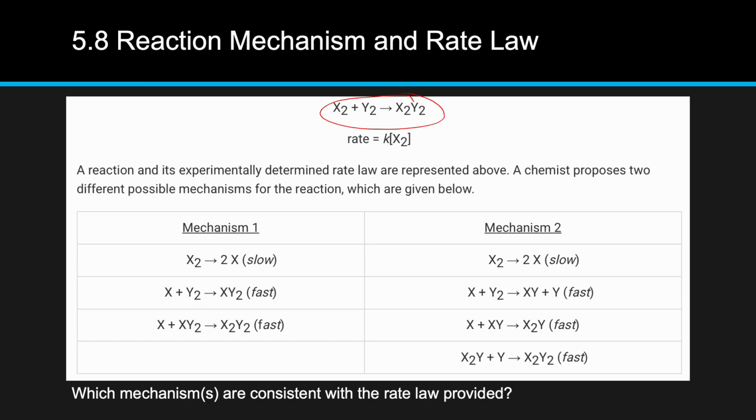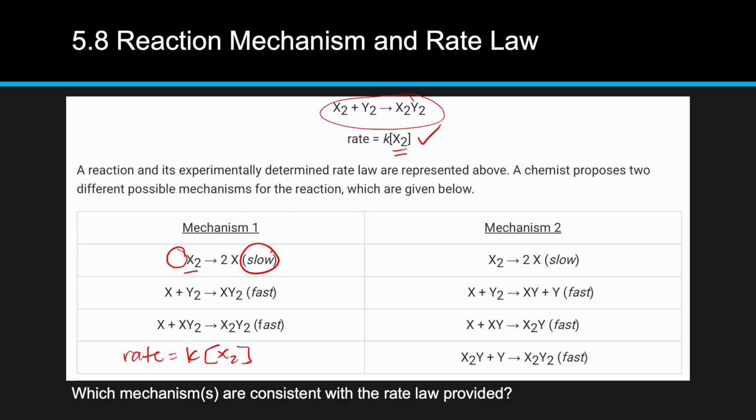And with this rate law, we know we're only going to have one X2 molecule as a reactant in the rate determining step, or else this would not be the produced rate law. So in mechanism 1, our first elementary step is the rate determining step, and we only have one reactant in one of those X2 molecules. So our rate is going to be equal to K times the concentration of X2 raised to the first power, because we only have one of them, and that is consistent with our rate law.